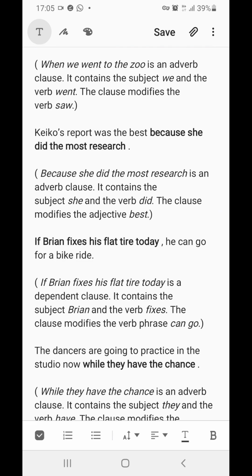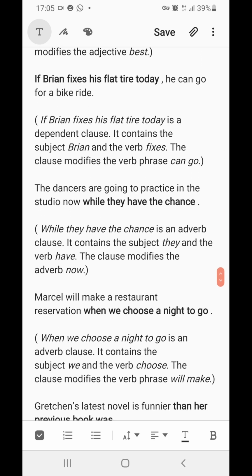Okay, so now let us come to the next example. The dancers are going to practice in the studio now while they have the chance. So while they have the chance is an adverb clause. And what will be the subject over here? If you are saying they is the subject, then you are absolutely correct. Good. Now verb will be have over here and the clause modifies the adverb now.